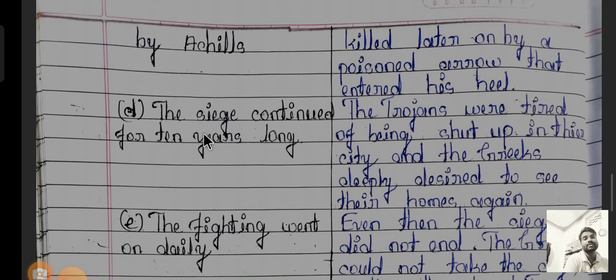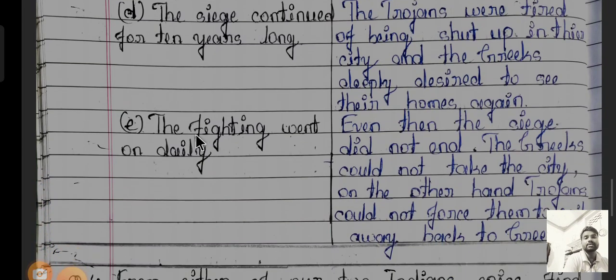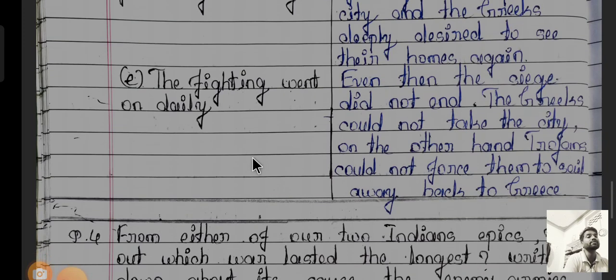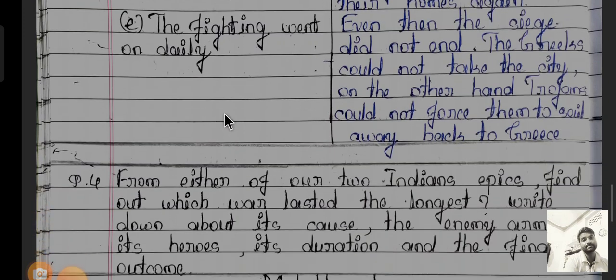Next, D. The siege continued for 10 years. The Trojans were tired of being shut up in their city and the Greeks deeply desired to see their homes again. Next, E. The fighting went on daily. Even then, the siege did not end. The Greeks could not take the city. On the other hand, the Trojans could not force them to sail away back to Greece.